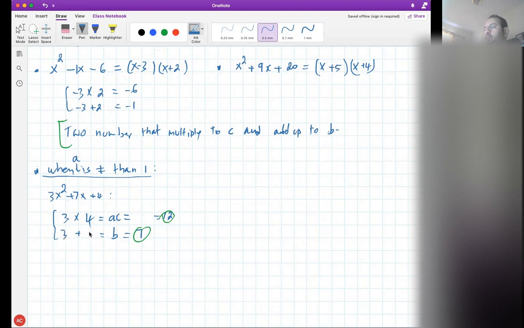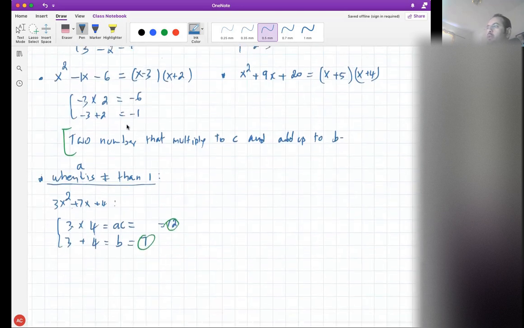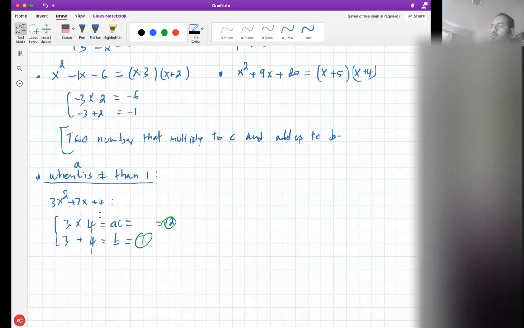So 3 plus 4. Let's check. 3 times 4 is 12. 3 plus 4 is 7. So that's the first step. Again, we're not using the parentheses like this right away. We're not done yet. We can't start the parentheses like this and put the numbers here because, again, this is not 1. This is different.